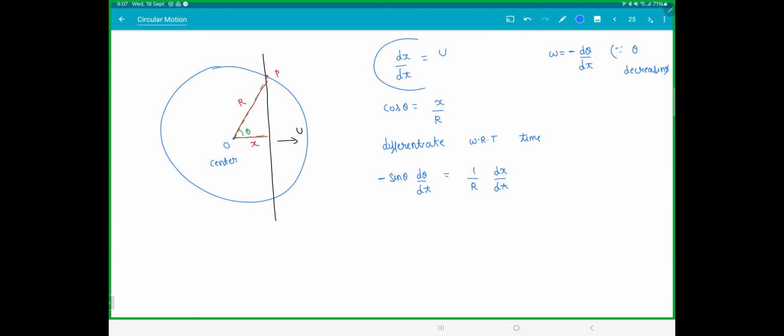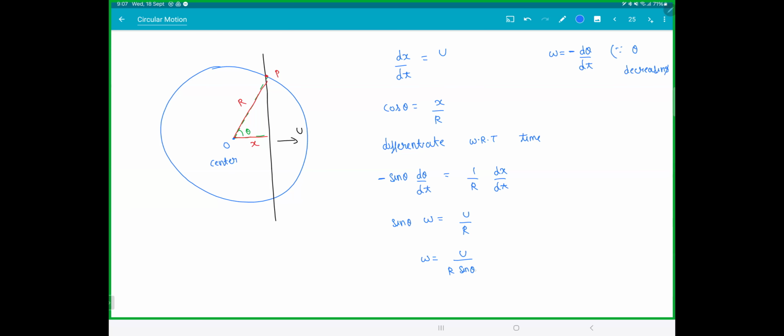See here, I wrote plus dx by dt. Why? X is increasing. Suppose the rod was going left, even then I would have written dx by dt is minus u. So just keep that in mind. It really won't matter much most of the times, but better you know. So this guy would be sine theta, this will become omega, and that will become u by r. That's it. The answer is u by r sine theta.